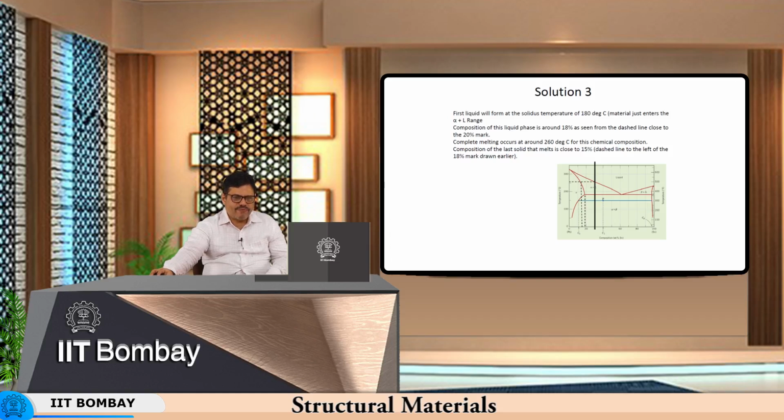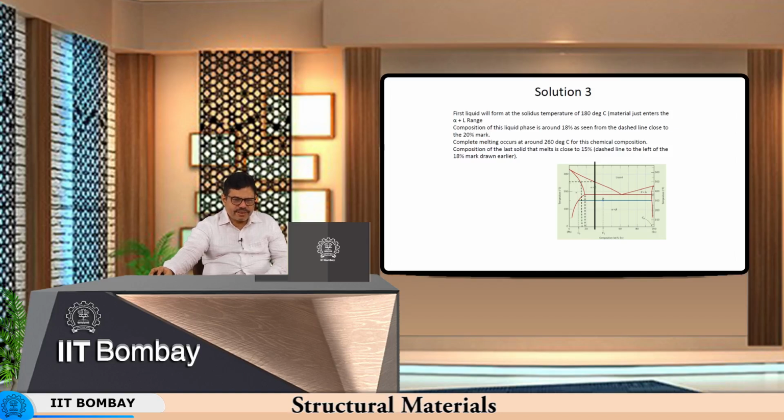So, the first liquid will be formed at a solidus temperature of 180 degrees centigrade, which is here. Okay. So, the first liquid will form. So, the material will just enter the alpha plus liquid range. Most of it will be alpha, but melting would have just started. The composition of this phase will be roughly equal to this 18%, it is just to the left of the 20% mark. So, it is 18%, right.